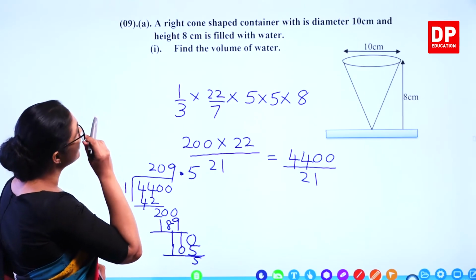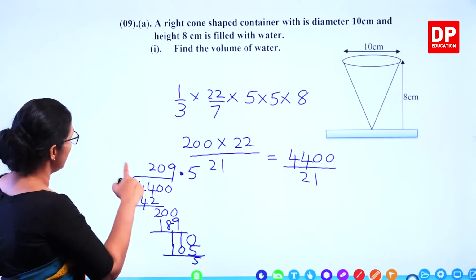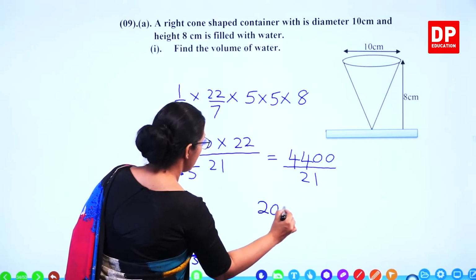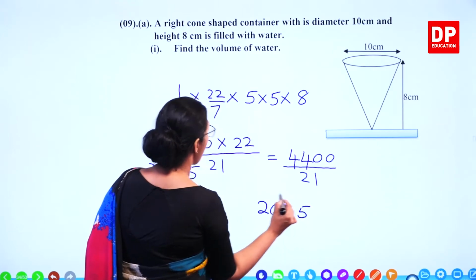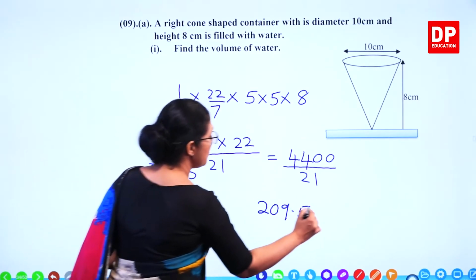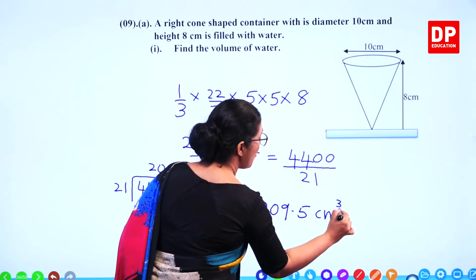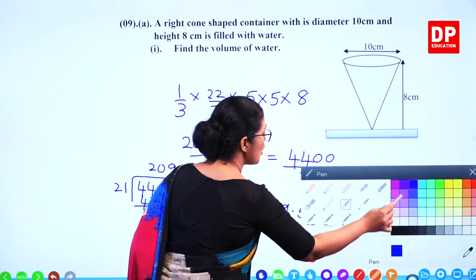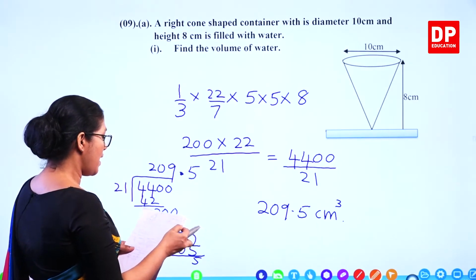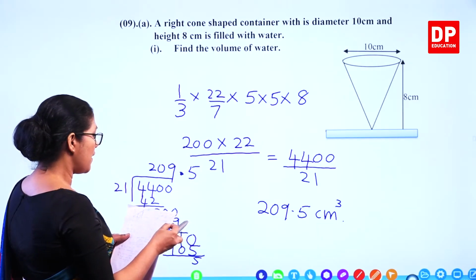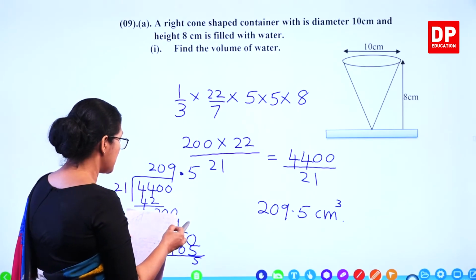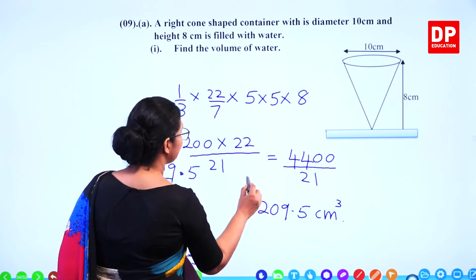So we can keep the answer correct to one decimal place, 209.5. That's cubic centimeters. So that's about volume. It's cubic centimeters. So the answer is 209.52, or you can keep one decimal place. So that's 3 marks.